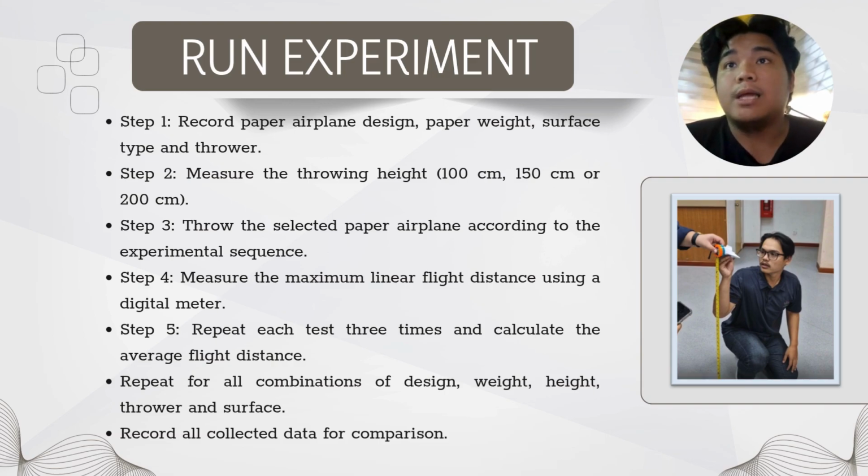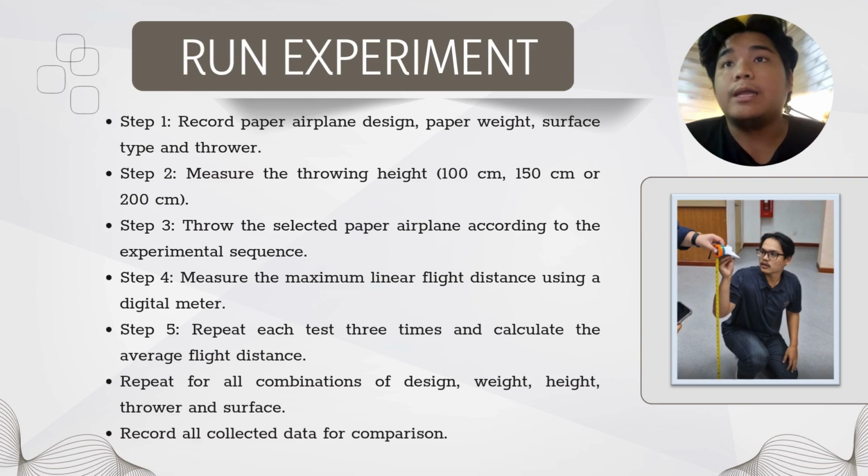Step 2. The starting height for the throw was measured. Student 5 used a measuring tape to mark the designated dropping height: 100 cm, 150 cm, or 200 cm. Step 3. The selected paper airplane was carefully thrown from the measured height. Alim or Azhar executed the throw according to the established experimental sequence.